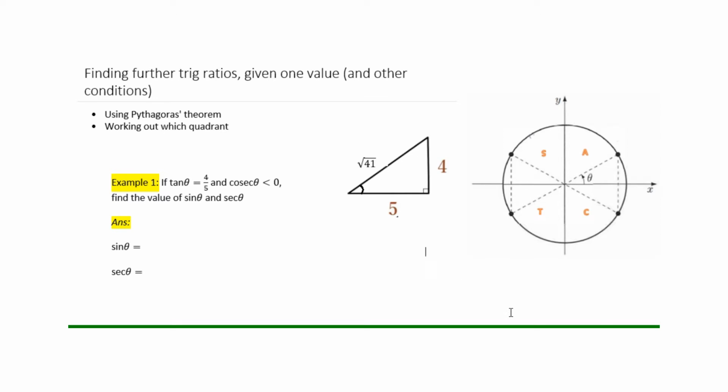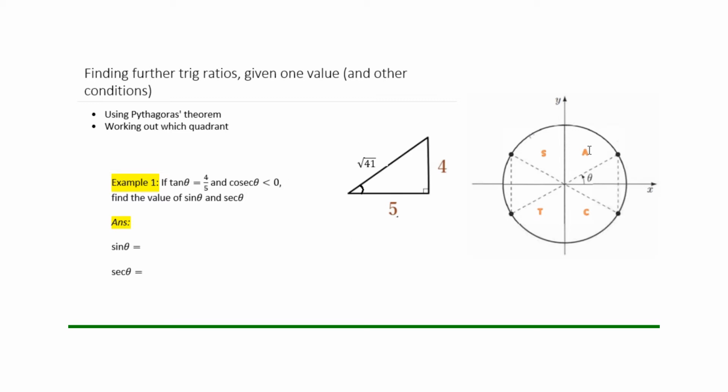Now we have all the sides of the triangle, then we can work out which quadrant we are talking about. The first condition: tan is 4/5. It's not negative 4/5, so we're talking about a positive tan value. On the unit circle, there are two quadrants that satisfy that condition, the first one and the third one. Then we work with the other condition, that cosec has to be negative. Cosec is related to the sine ratio because cosec is equal to 1/sine. So if cosec is less than 0, sine is less than 0.